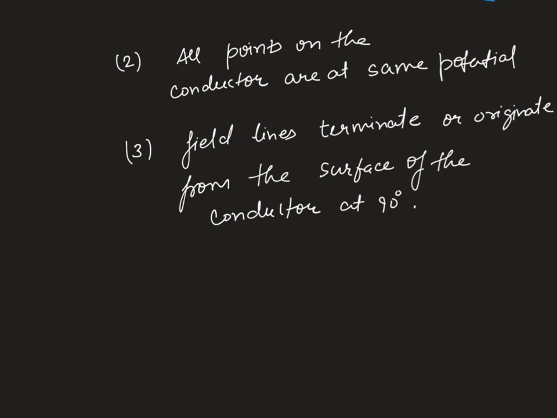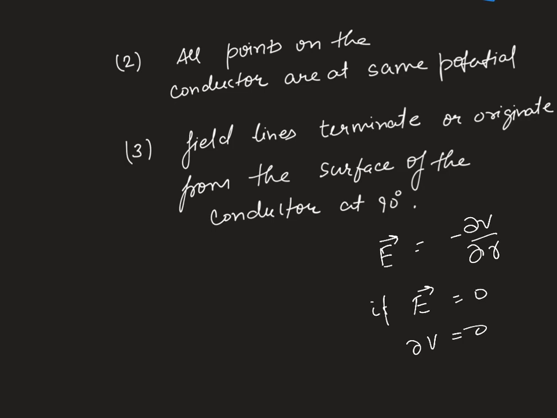So we have three laws. At all points inside the conductor, the field will be equal to 0. First law. Second law, at all points inside the conductor, the potential will be same. That automatically comes from the fact that the field is 0, so there must be no potential difference. We all know that field is equal to minus dV by dr. So if field is 0, obviously then the change in potential or the potential difference will also be equal to 0.